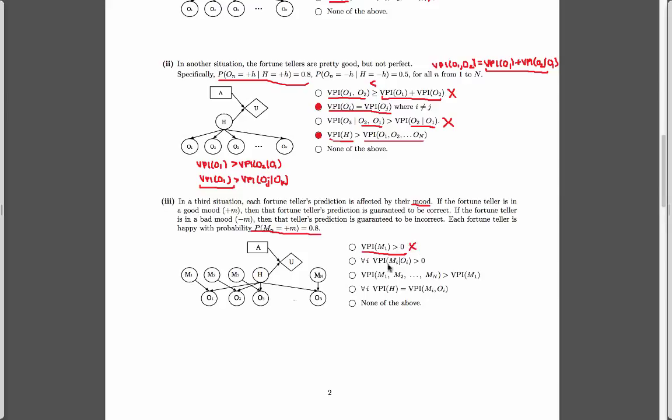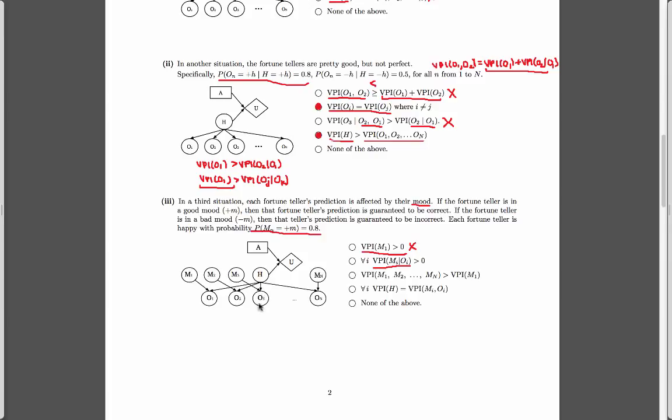Now let's look at the second statement. So in this case, we have the VPI of M_i given O_i, for all i. And this is the case in which you know the observation or the prediction of one fortune teller, and you are getting a new piece of information, and you want to know the value of getting a new piece of information of the fortune teller's mood.